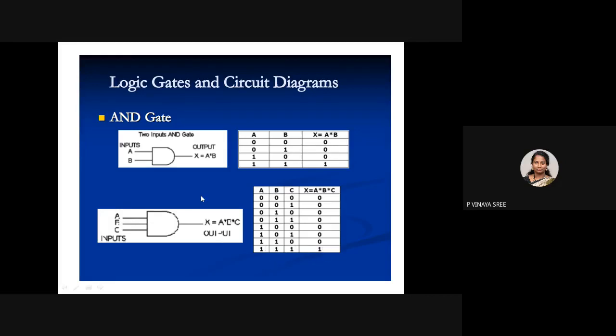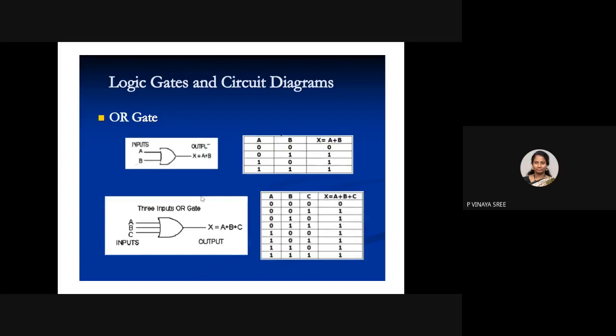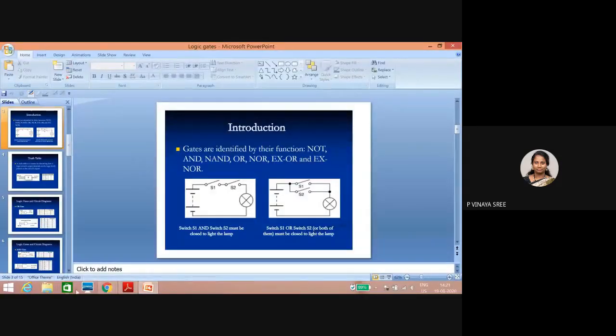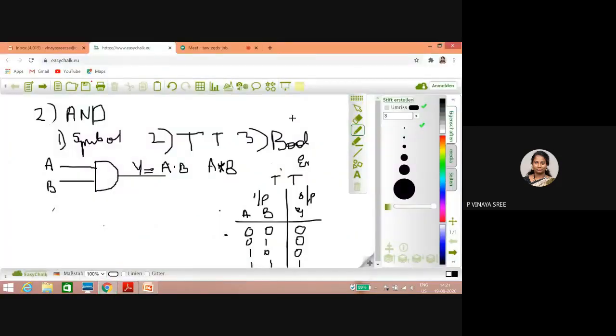So even if you take n number of inputs, if any input is 0, the output is 0. Let me take this example. See here, switch S1 and switch S2 must both be closed, then only your lamp, your light, will be on. Here, if you see this case, you can understand clearly. So let us go for OR. Let me explain OR, then you can get a clear understanding.